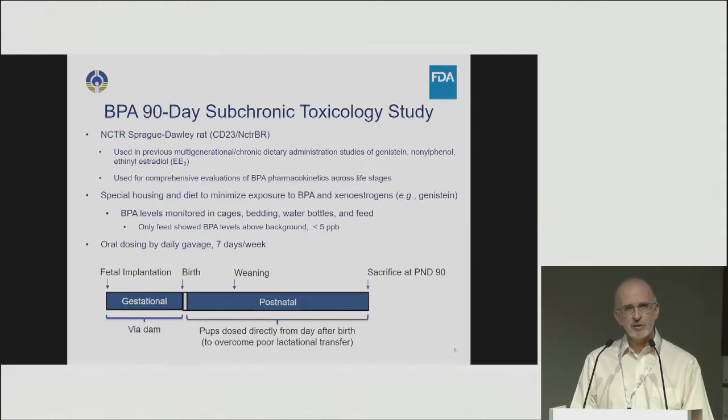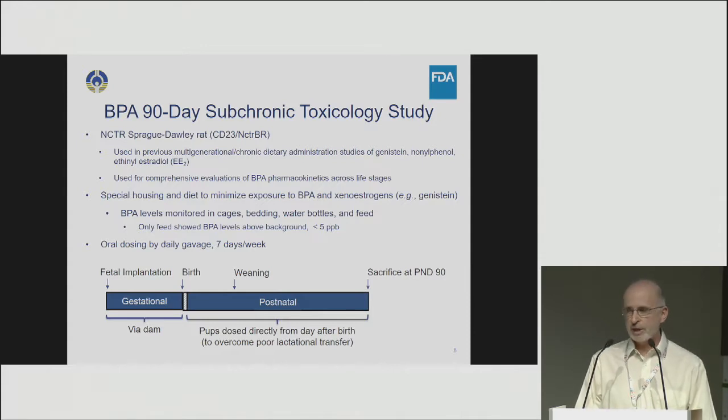It was used by researchers for a variety of purposes throughout the center. We had used it previously in studies that we conducted in conjunction with the NTP, multi-generation and chronic dietary studies with genistein, nonylphenol, and ethinylestradiol. Actually, it was genistein and ethinylestradiol that were the two compounds which included a chronic component, a 2-year study. And also, importantly, they were used in Dan Doerge's studies in the comprehensive evaluations of BPA pharmacokinetics across life stages, and that informed some of the decisions that we made going forward.